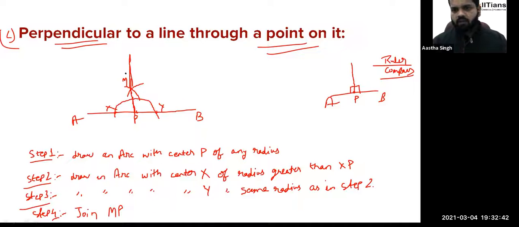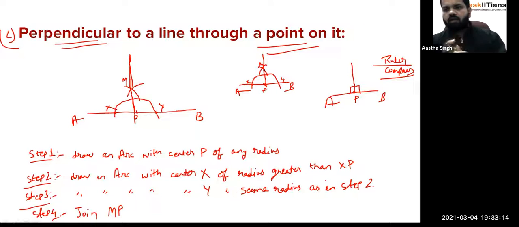Let me just summarize what I have told you. Just take a line AB and any point P. With any radius, make an arc so that it cuts the line at two distinct points X and Y. From point X with a radius greater than XP, like this, and from Y with the same radius, like this, you will get an M point. Just join M and P, and you will get a perpendicular to a line through a point on it. I am talking about on it, right?